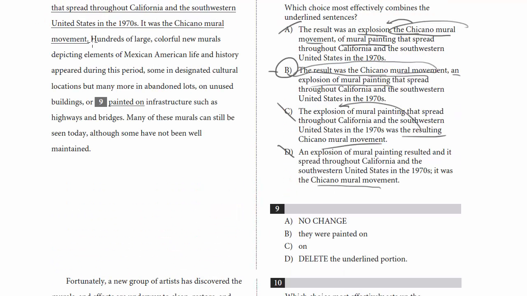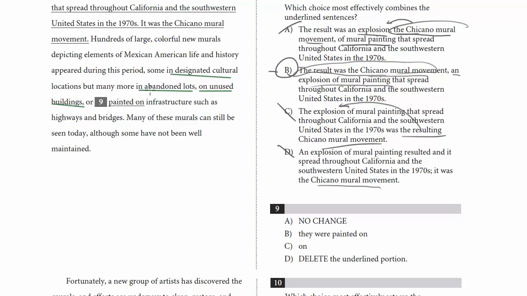Number 9. Hundreds of large, colorful new murals depicting elements of Mexican-American life and history appeared during this period, some in designated cultural locations, but many more in abandoned lots, on unused buildings, or painted on infrastructure such as highways and bridges. So notice here we have a list of where these things were. Right, so we have these murals were in designated cultural locations, but many more in abandoned lots, on unused buildings, or painted on infrastructure such as highways and bridges.